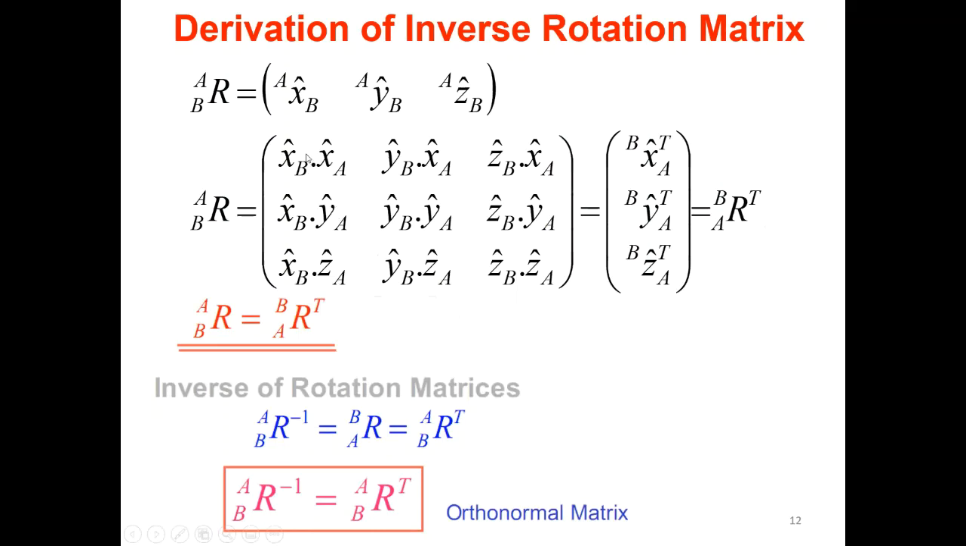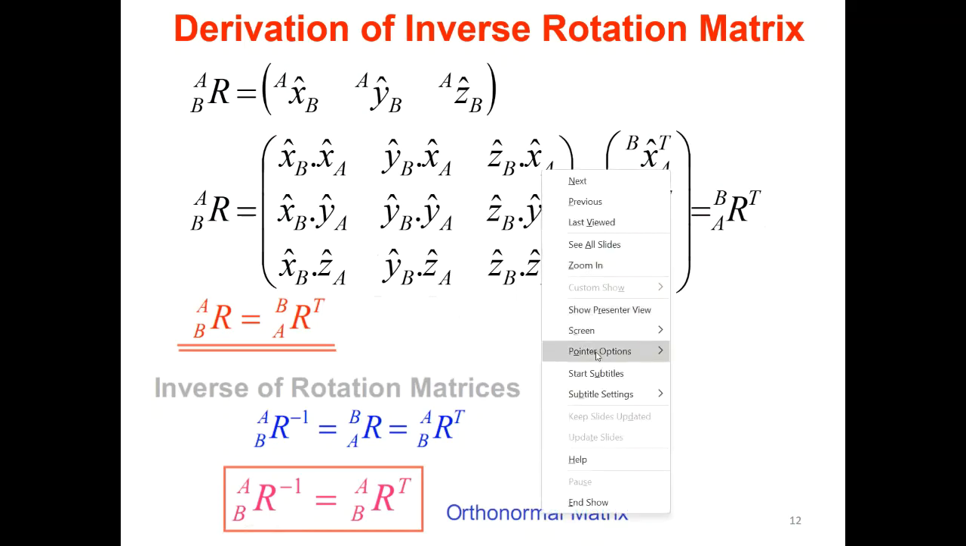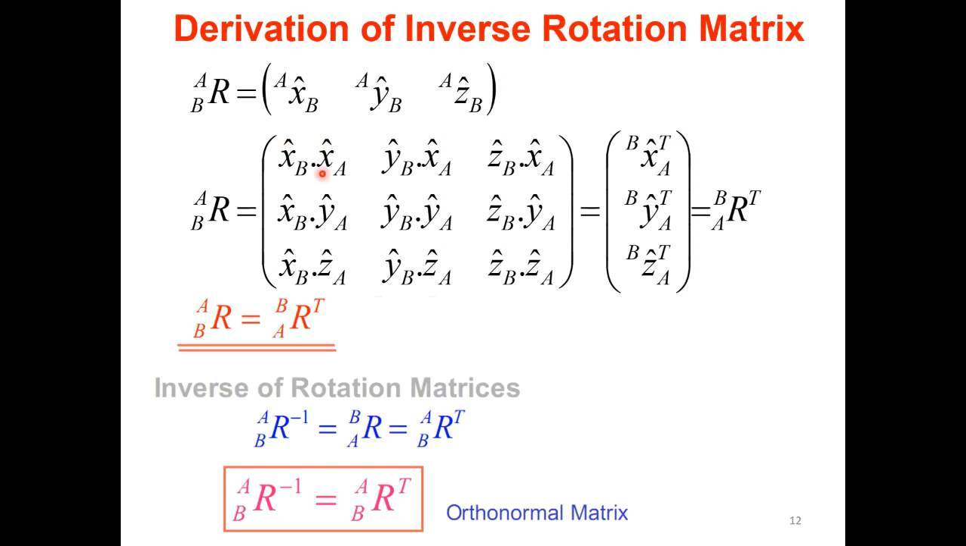This is the A B R format. If you want to write the first column, you first figure out the unit vector along the x-axis of frame B. And then find out the dot product, or the shadows it creates, on the X, Y, and Z axes of frame A. That's all you need to do. You understand the point?